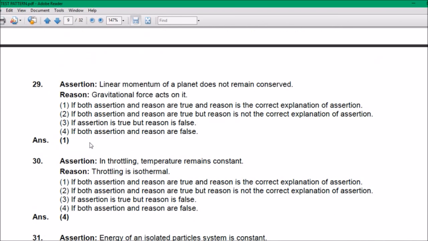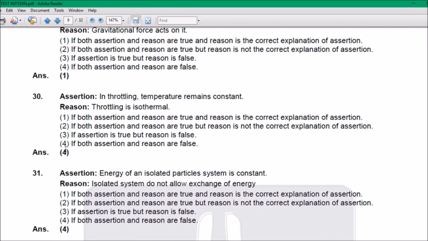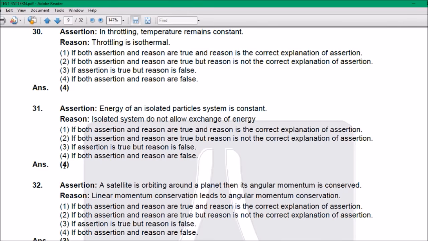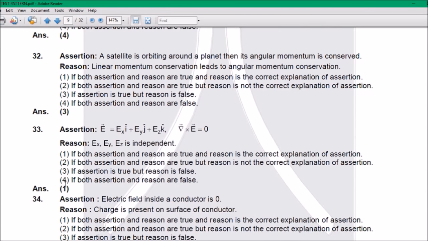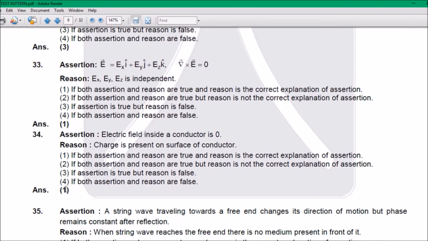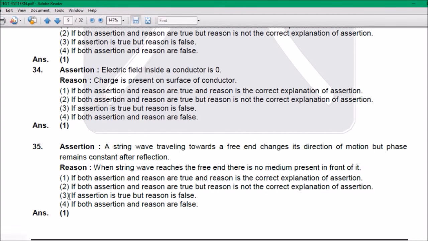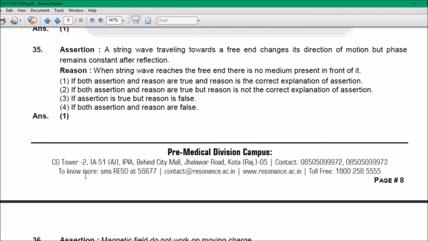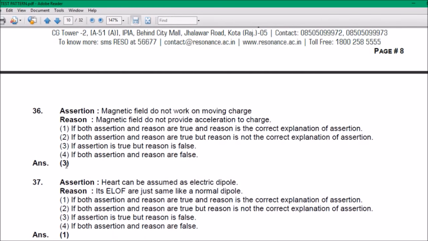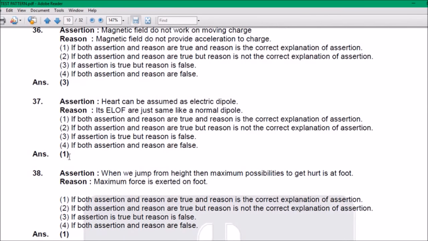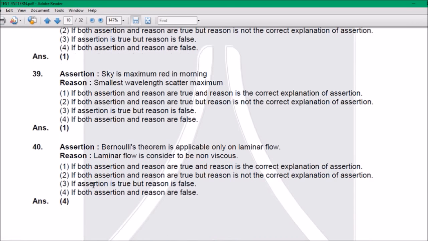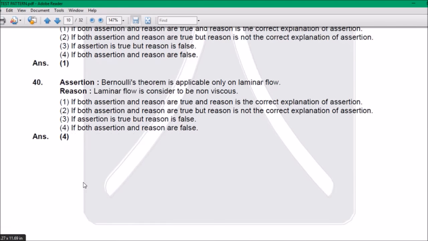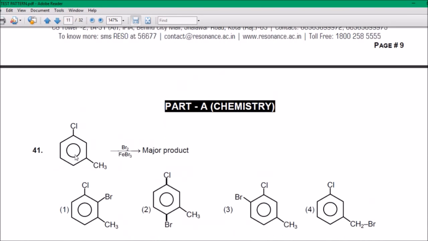Okay. Question 29. The answer is 1. Question 30. Answer is 4. 31 answer is 4, 32 answer is 3, 33 answer is 1, 34 answer is 1, 35 answer is 1, and then 36 answer is 3, 37 answer is 1, 38 answer is 1, 39 answer is 1, 40 answer is 4. Now you come to the other part B chemistry.